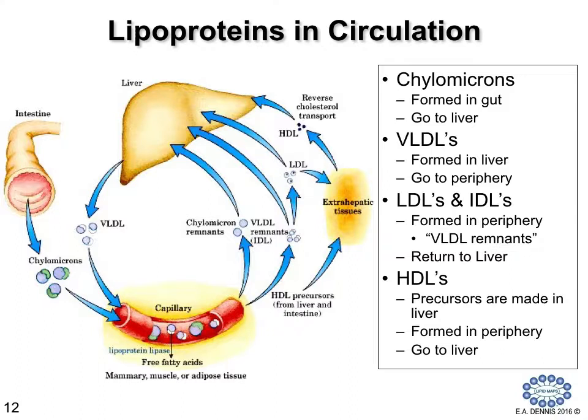HDL precursors are made in the liver as well as the intestine, and these pick up cholesterol from the extrahepatic tissues and result in a process called reverse cholesterol transport, again can end up in the liver.